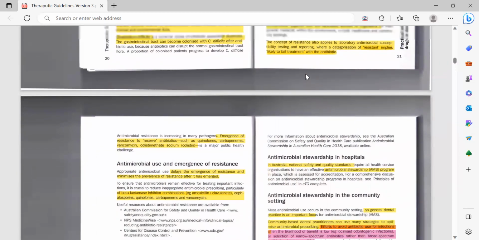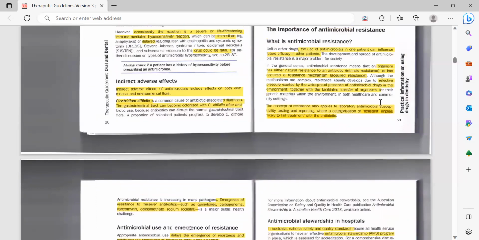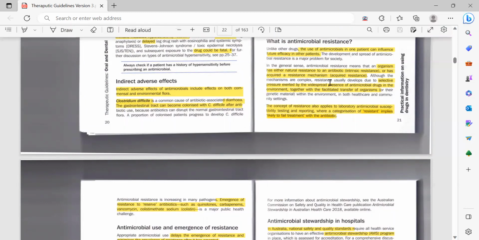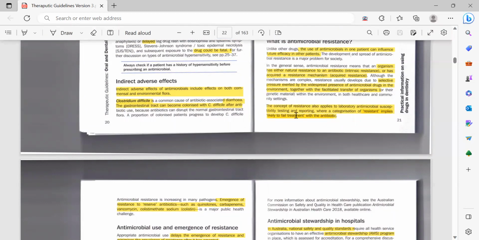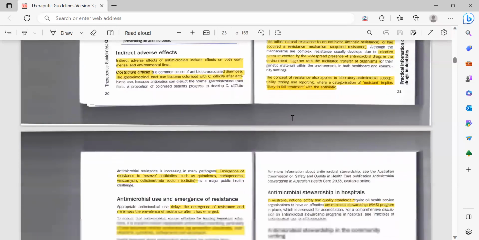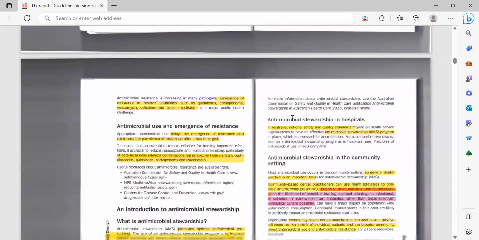These are not very important lines. These are just theoretical lines, but they would want you to understand that antibiotic resistance is a very serious issue, and we should not be prescribing antibiotics where there is no need to.